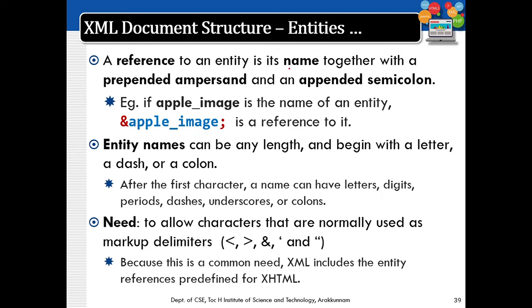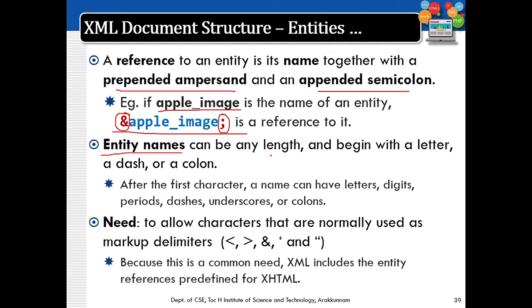A reference to an entity is the name together with a prepended ampersand and an appended semicolon. We have already seen this format while using GT, LT, etc. So ampersand and semicolon are the delimiters. Suppose we have an image whose name is apple_image. This is the name of an entity. So this is how you reference it within our XML file.